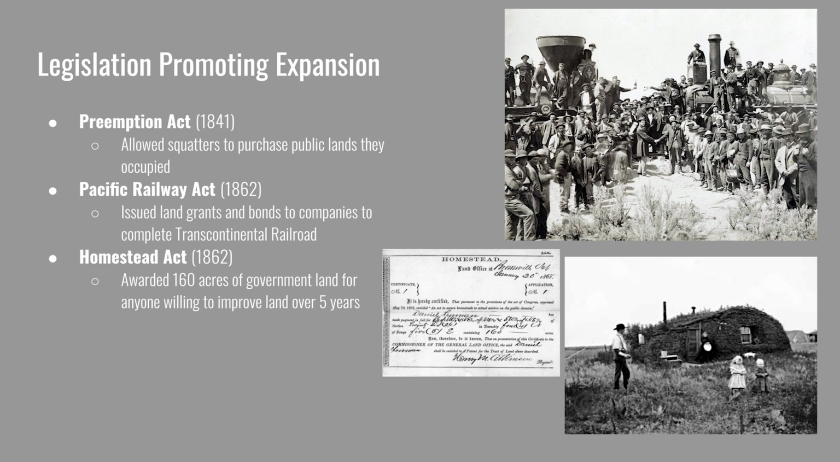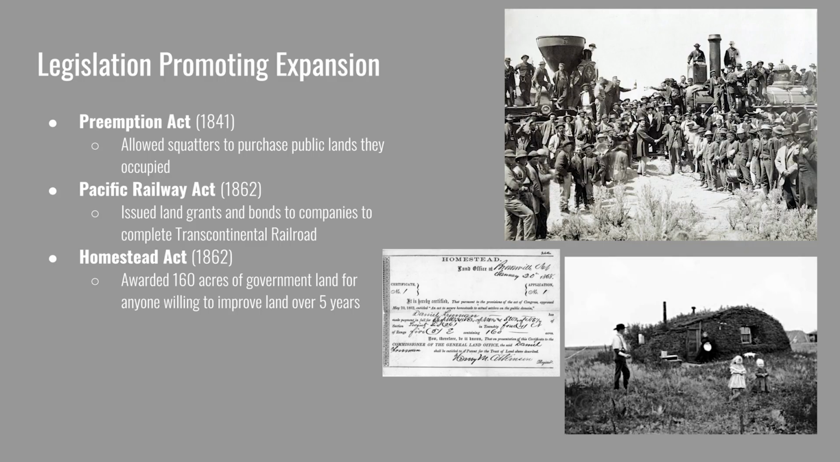The very first one is called the Preemption Act in 1841. This allowed people to move into the federal land before it had been organized into a territory. They could live there, settle the land, improve it, build their houses, and then once the federal government organized those territories, they could purchase the land from the federal government at a reduced rate. Ultimately, it made it legal for squatters to squat in federal land.